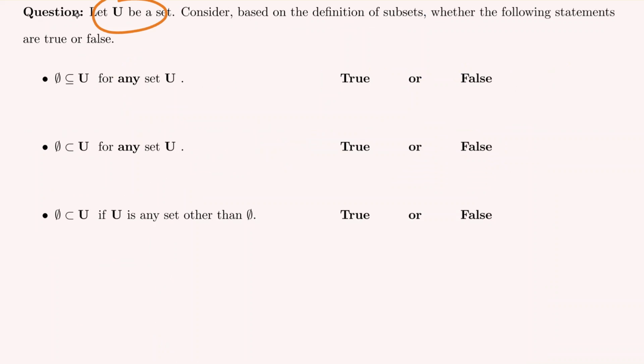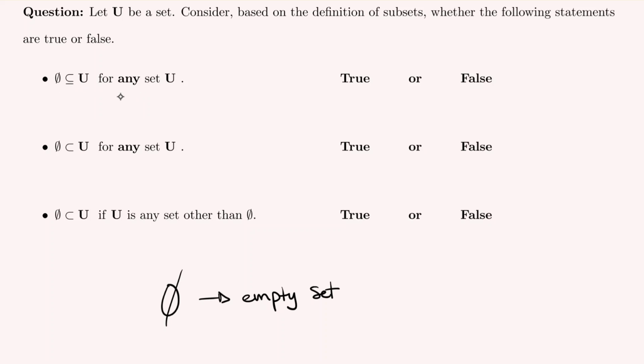Let's let U be some set. We don't know what it is, it's just a general set. Based on our definition of subsets, we want to assess whether these are true or false statements. Now, do you remember what this symbol represents? The 0 with the dash through it represents the empty set, and the empty set is the set that has no elements. It's empty. So the statement, read left to right, that we're trying to assess is: the empty set is a regular subset of U for any set U.